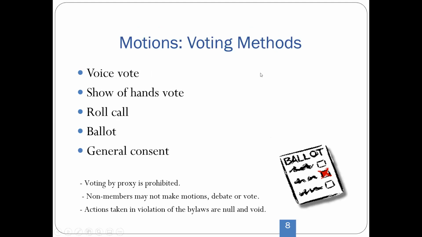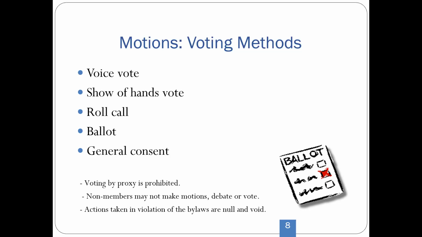Motions and voting methods. Okay, there are several ways to vote on a motion. You can have a voice vote. You can ask for a show of hands, or you can have folks stand and show their hands. Another way is the roll call. The 4th is the ballot.